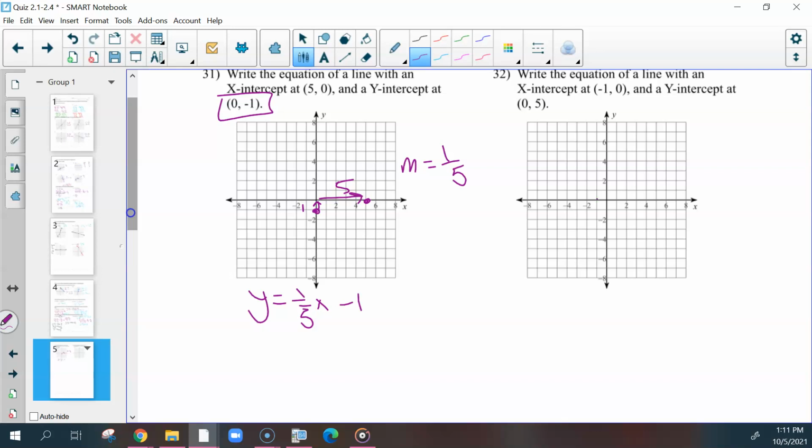Plot your 2 points. Count your slope. This goes up 5 and to the right 1. And it gave us our y-intercept. So this would be 5x plus 5.